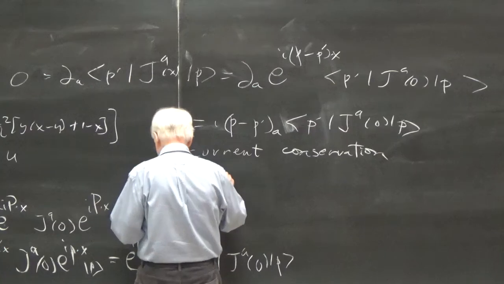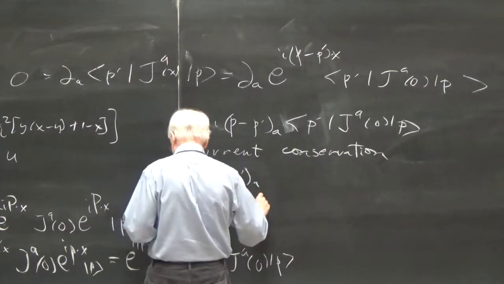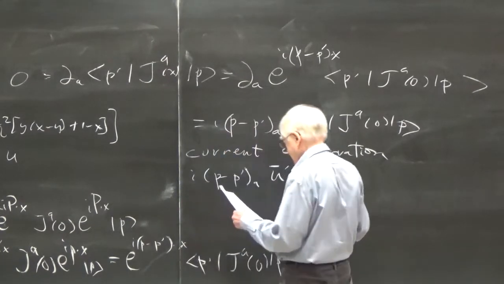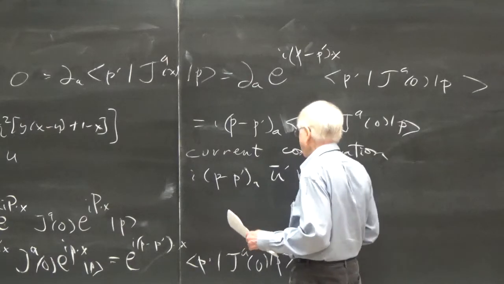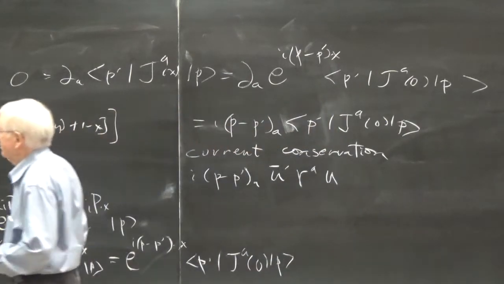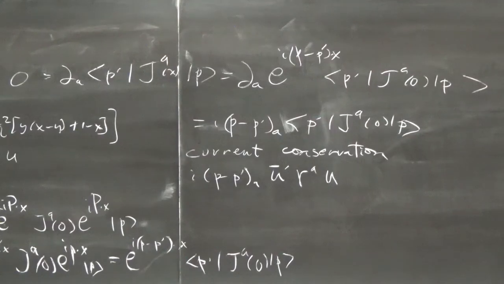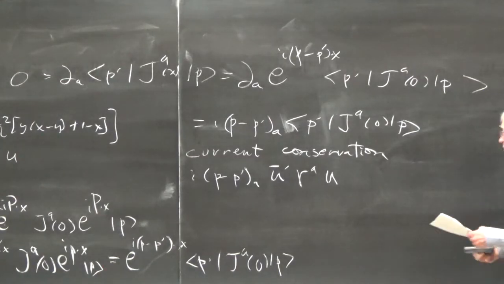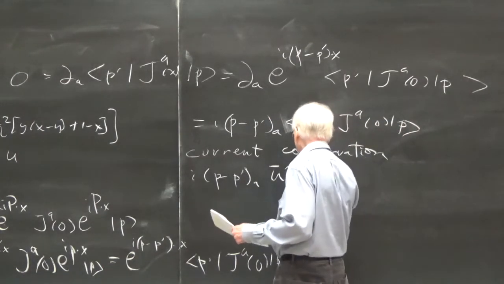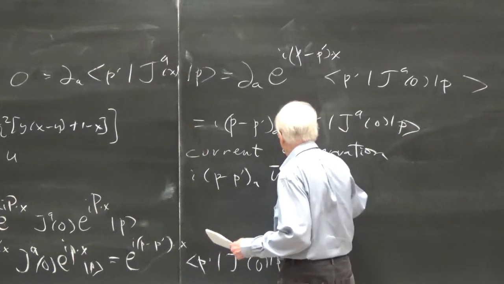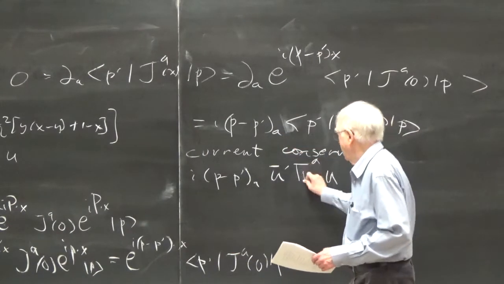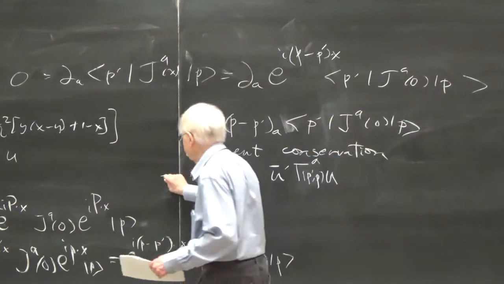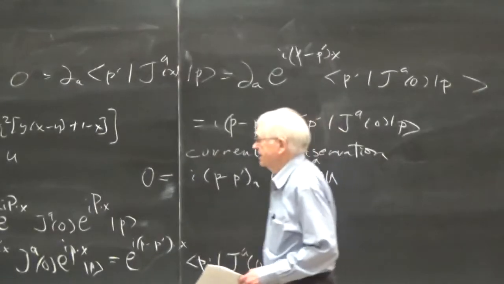Anyway, what this tells us then is that i(P minus P prime) sub A, u bar prime, gamma A, u. I should say this is on the big gamma A. So what we expect is that this, on gamma A of P prime and P, should vanish. And let's look at what it is.